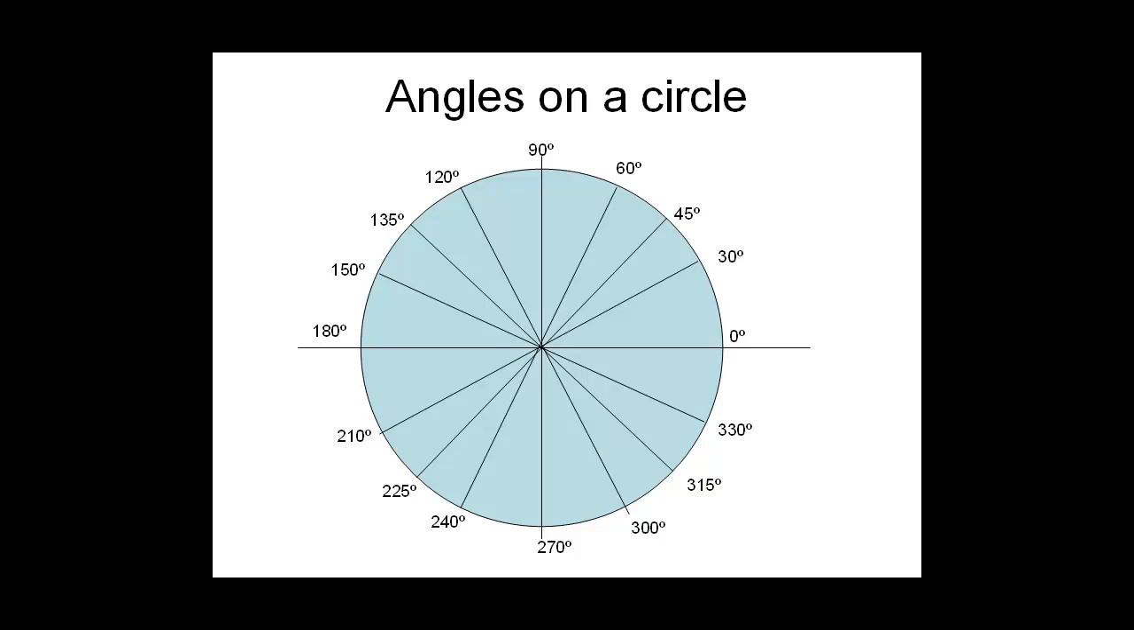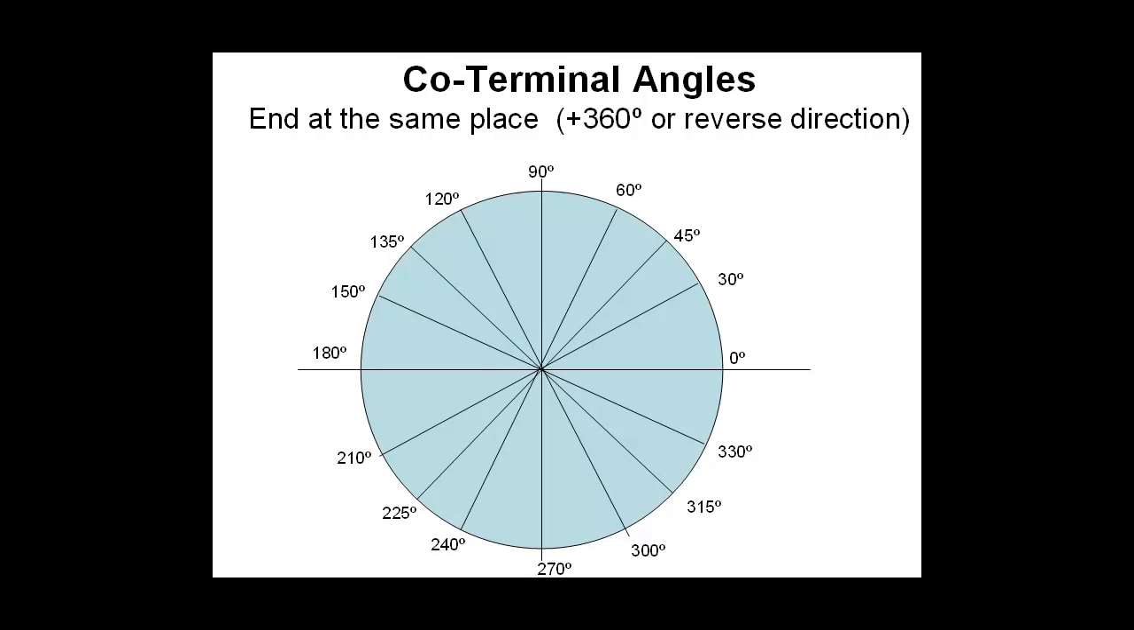Now we have what's on a circle called coterminal, and that just means it ends at the same place. You're going to add or subtract 360 to get back to the same place. For instance, if you take 0, add 360 degrees to it, you're back to the same place. Or if you go backwards, you're back to the same place. So 0 is the same as positive 360, negative 360.